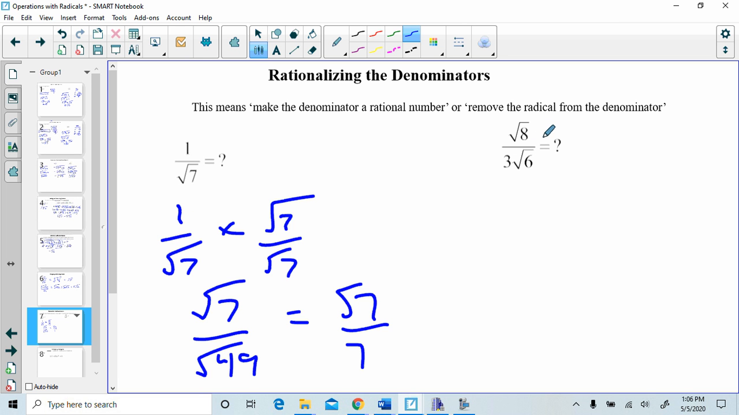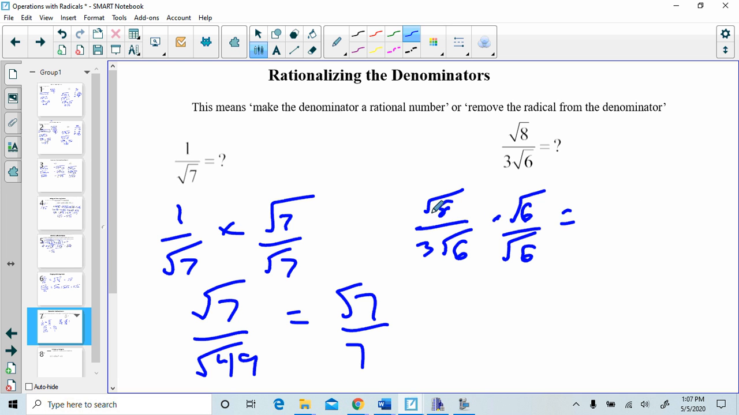Okay, so we have root 8 divided by 3 times root 6. So in this case, the root 6 is what we're trying to get out of it. We want to rationalize the denominator. So in this case, we'll just take the original, root 8 over 3 times root 6. And we are going to multiply again the whole thing by the root. So in this case, root 6 over root 6. So we're multiplying top and bottom, so we're not changing any values. Just the way this looks.